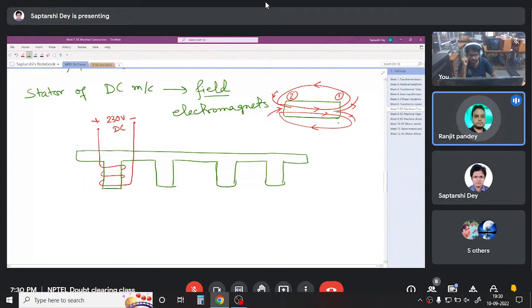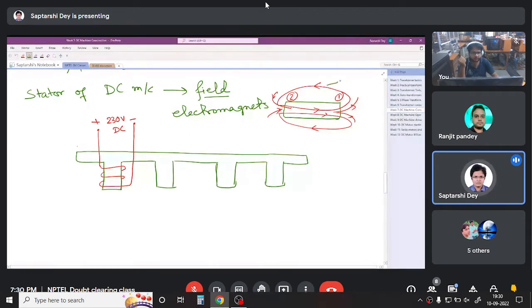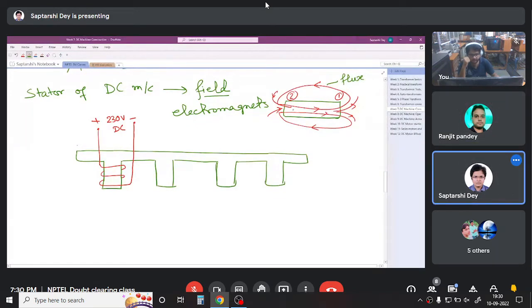1 is North Pole, sir. Why? Because of the moving current. Where did you get current in a permanent magnet? These red lines, what are they? What did I draw? This is flux. Then why did you get current? Oh, sorry.